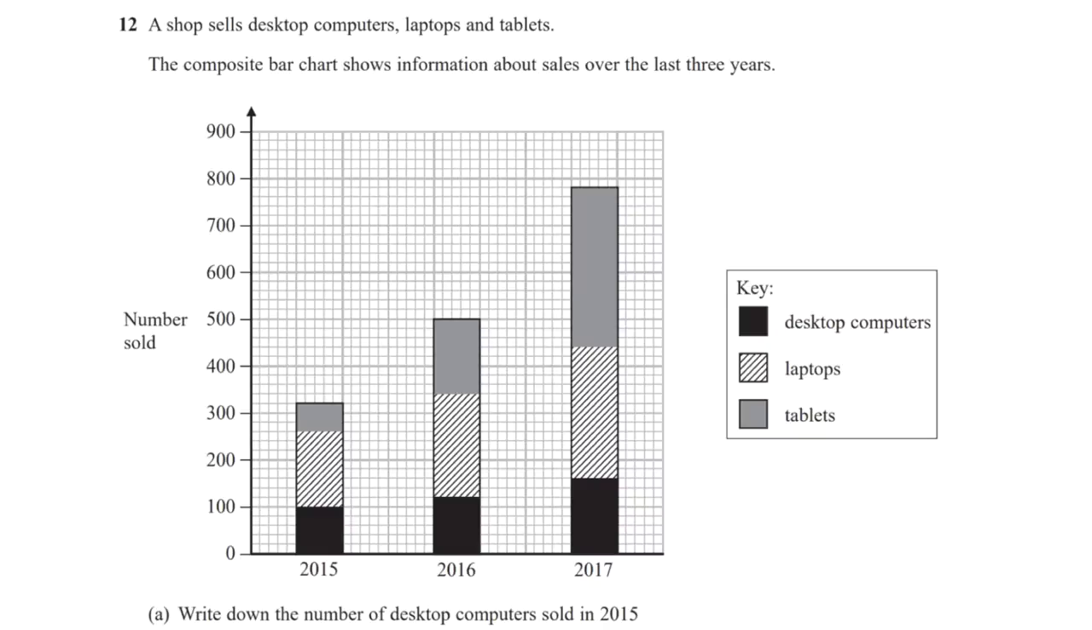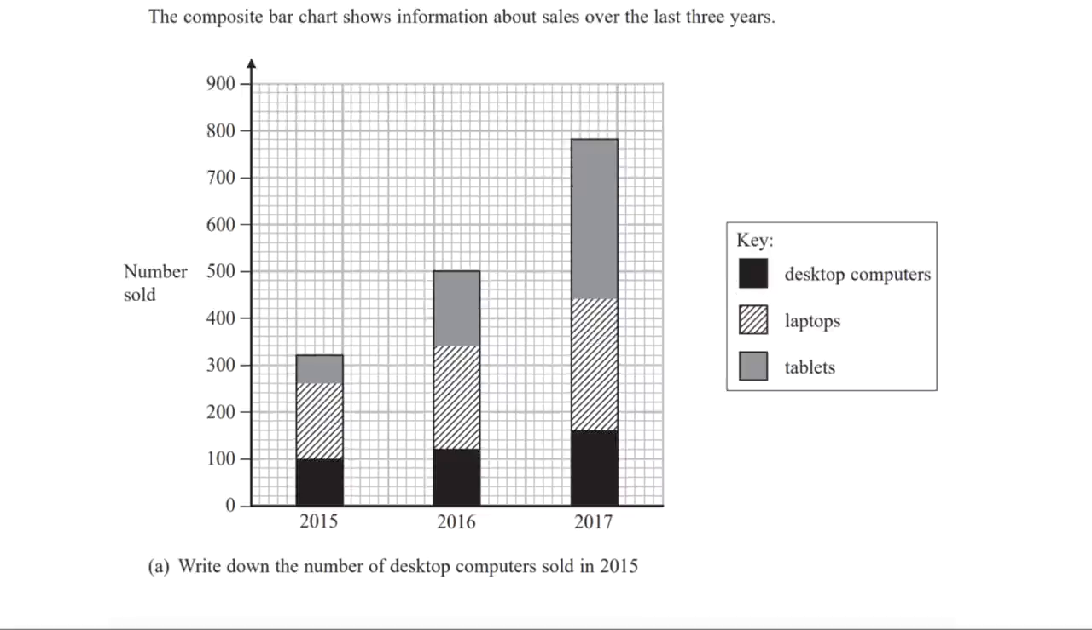Question 12. A shop sells desktop computers, laptops, and tablets. The composite bar chart shows information about sales over the last 3 years. 12a. Write down the number of desktop computers sold in 2015. So that is 100.